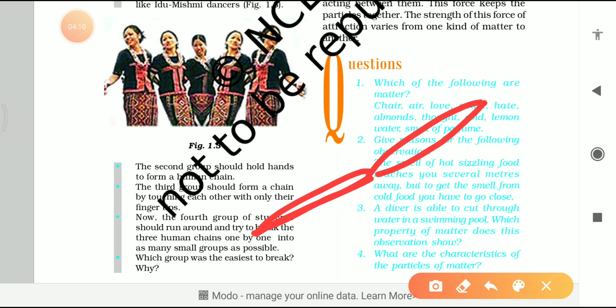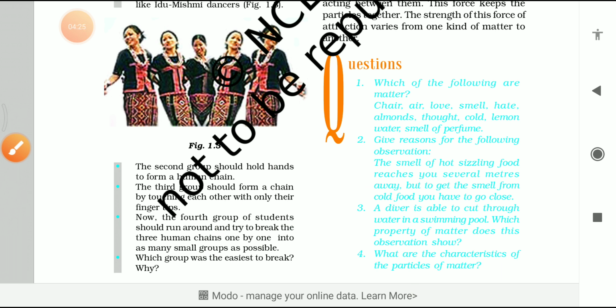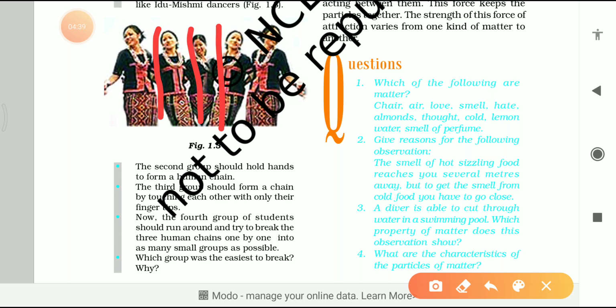Now the fourth group of students should run around like this, and they start to break the 3 human chains one by one. The fourth group wants to break the chain from here. Now the fifth one asks which group was the easiest to break.